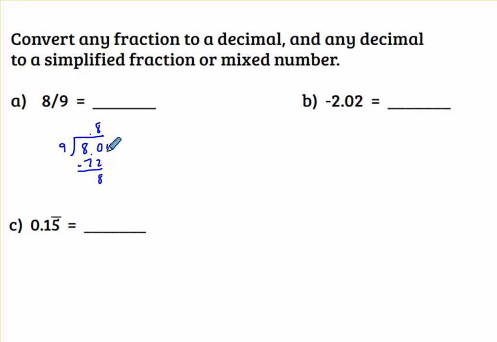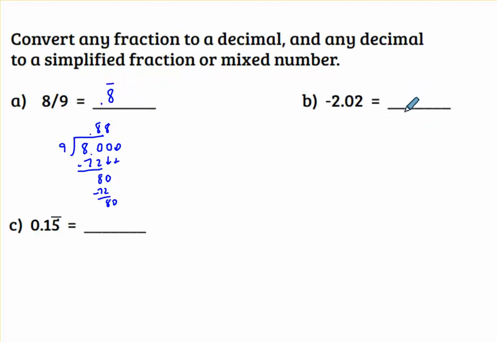And so when I put up a zero and bring it down, you start to realize that this is going to keep on happening over and over and over again. I'm just going to keep on getting 8 and bringing down a 0. So this obviously is going to repeat. So we would write it as 0.8 with a bar over the 8.